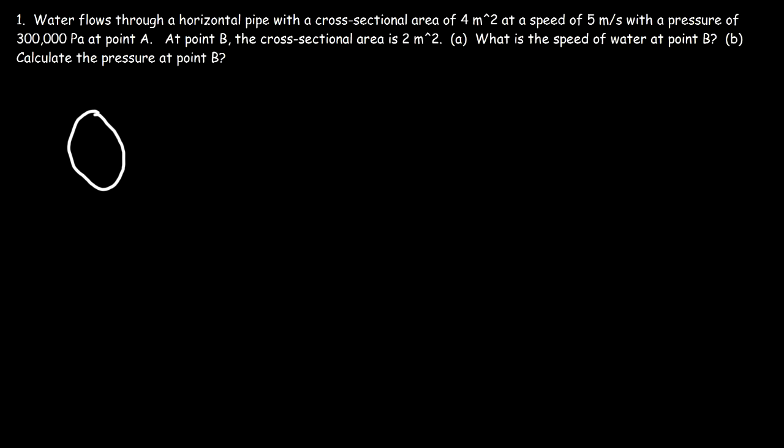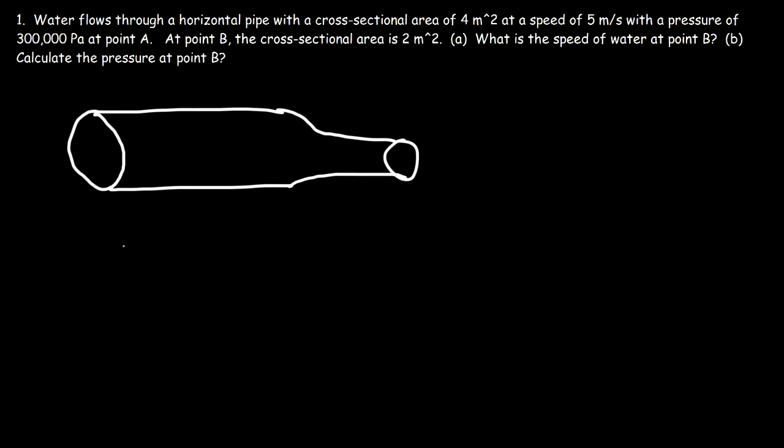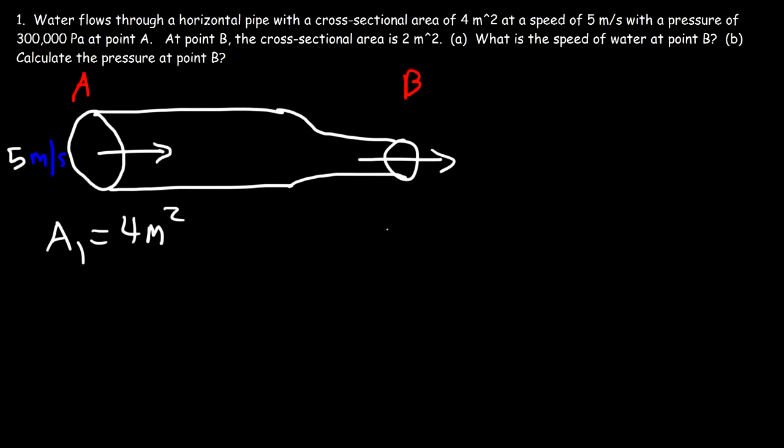So let's draw a picture. So we have a horizontal pipe and the cross-sectional area is being reduced. So this is going to be point A and this is going to be point B. So at point A, the speed of water flowing is 5 meters per second. We need to calculate the speed at point B. The area at point A is 4 square meters, and the area at point B is 2 square meters.